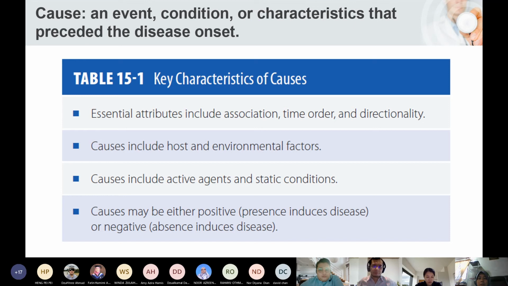And then time order and so on. So in an intervention, there's a direction, there's a time order. And the causes include host and environmental factors. If there is a virus, the virus must sit in a certain environment. It's sitting in a certain host. Yeah? And then agents and so on. We will go through this later. And the cause may be positive, where the presence induces disease, or the presence may prevent the disease.